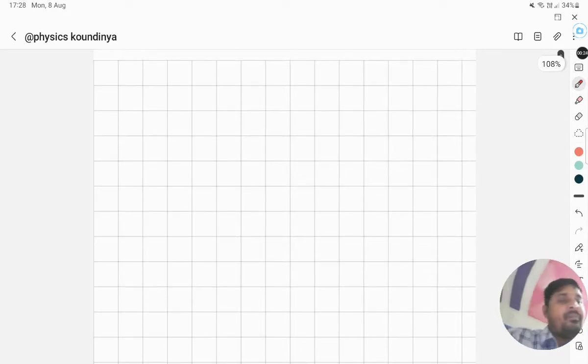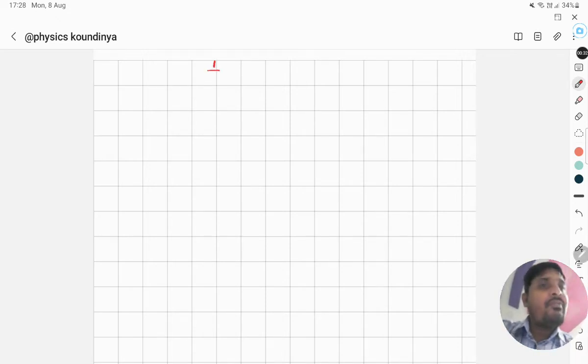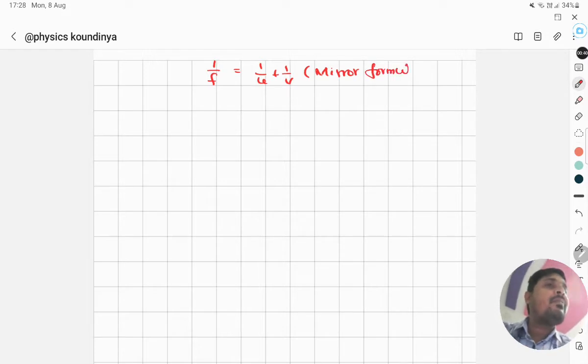Hi everyone. In today's class we are going to discuss the derivation of the mirror formula. We all know what the mirror formula is: 1 by f equals 1 by u plus 1 by v is called the mirror formula. And now in this class we are going to derive the mirror formula, that means how the mirror formula is obtained.